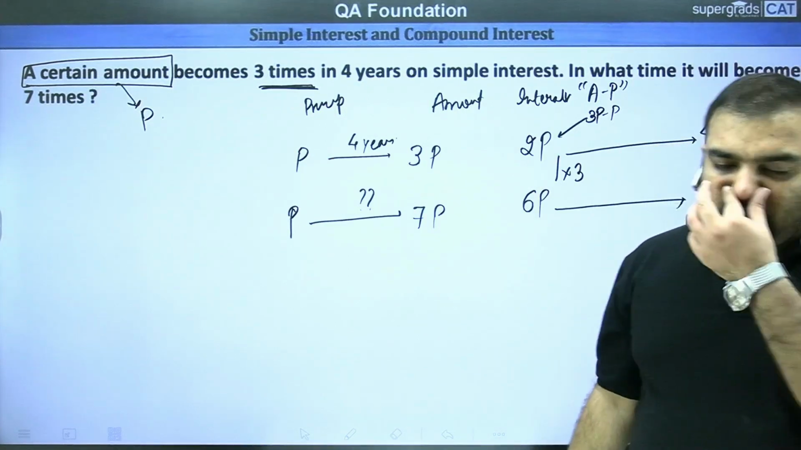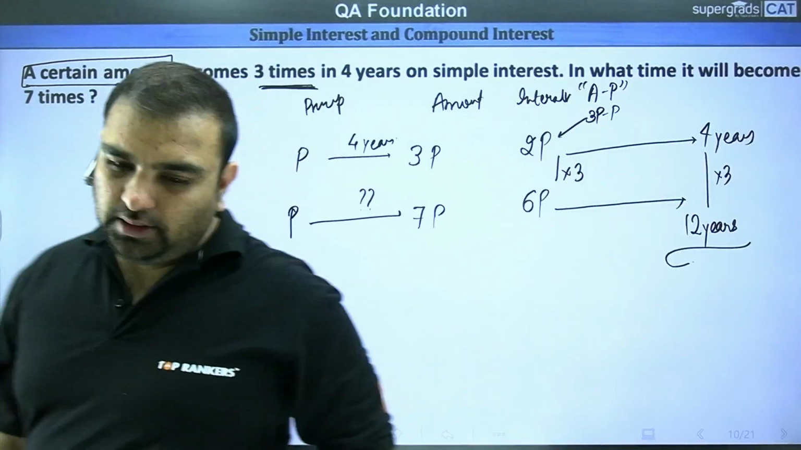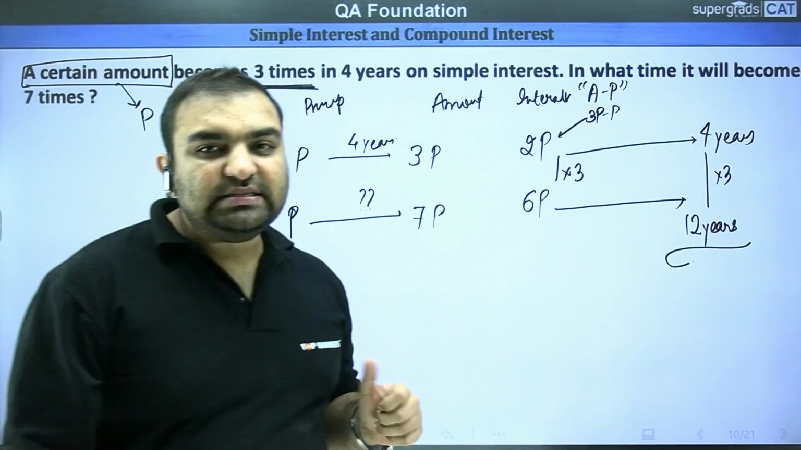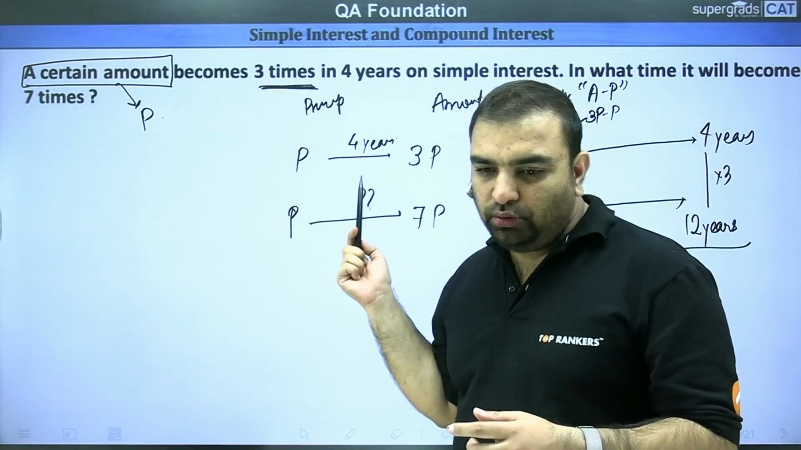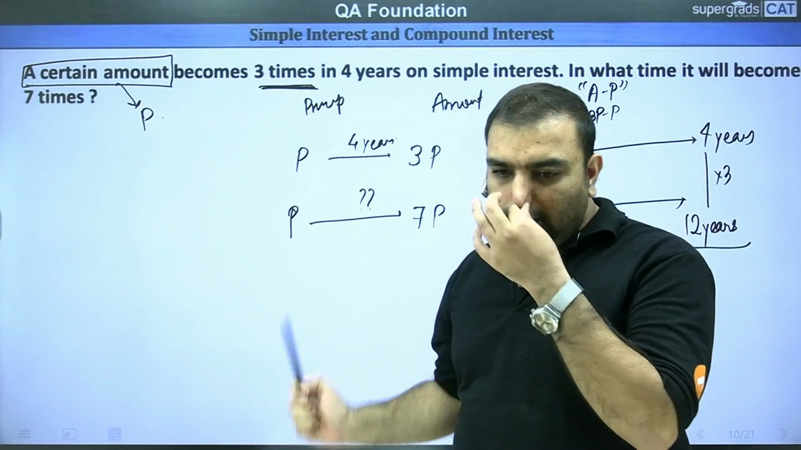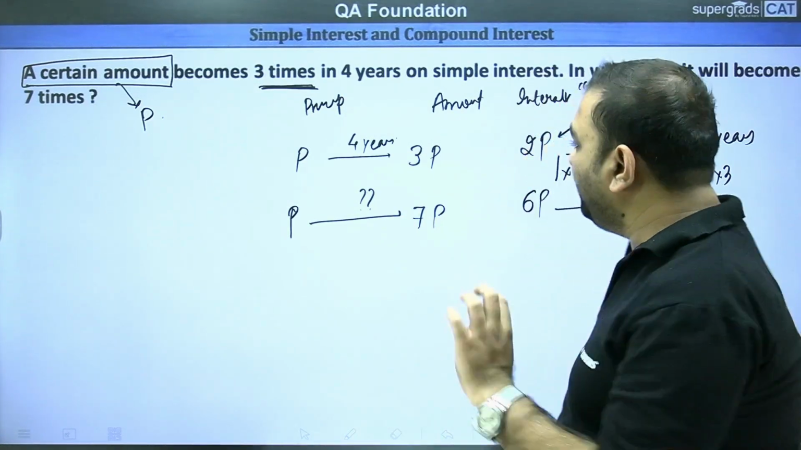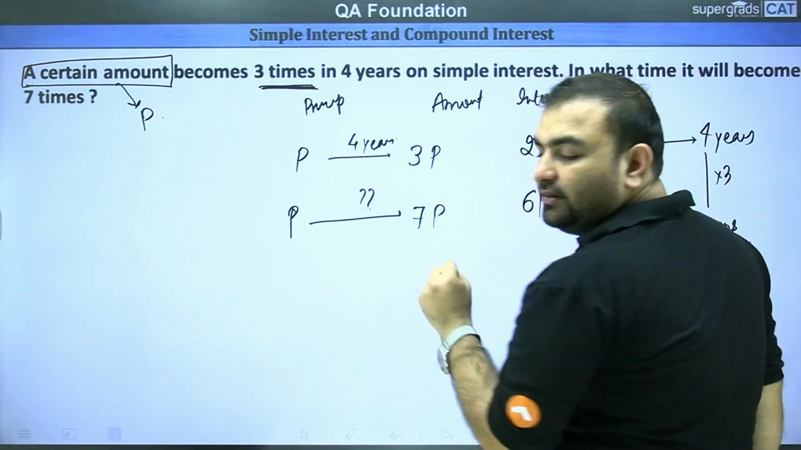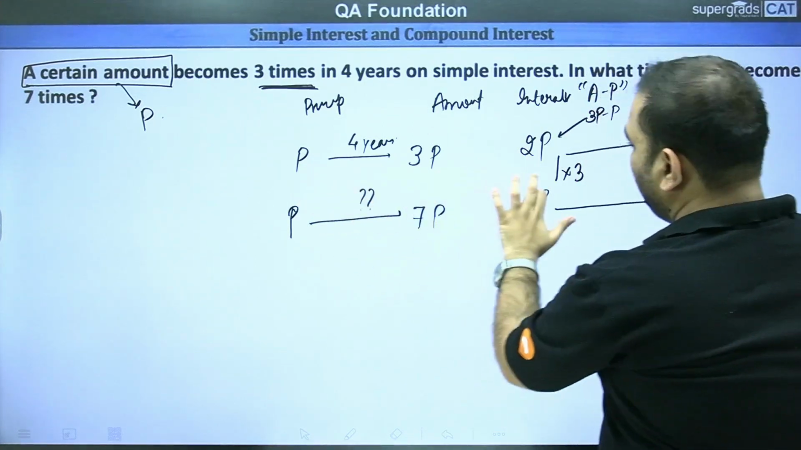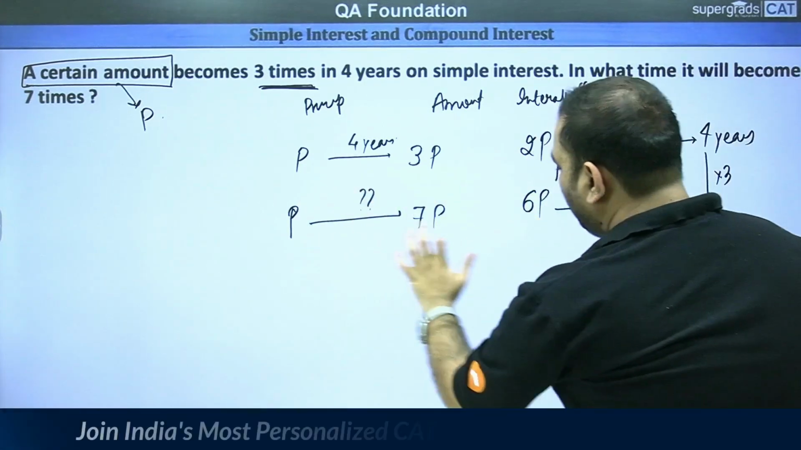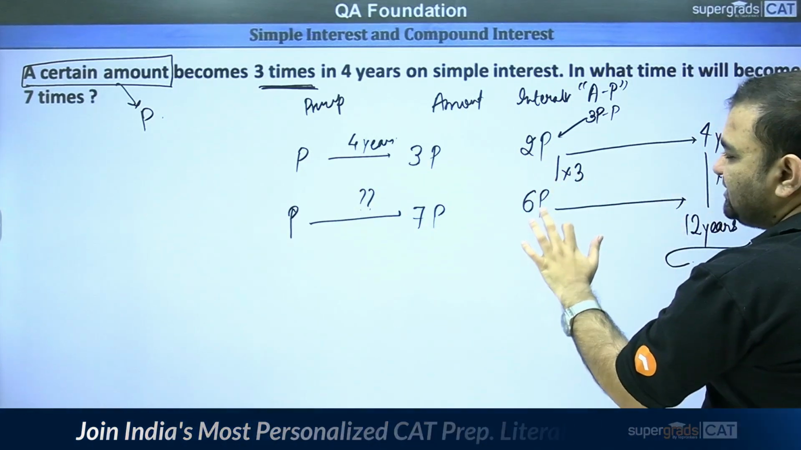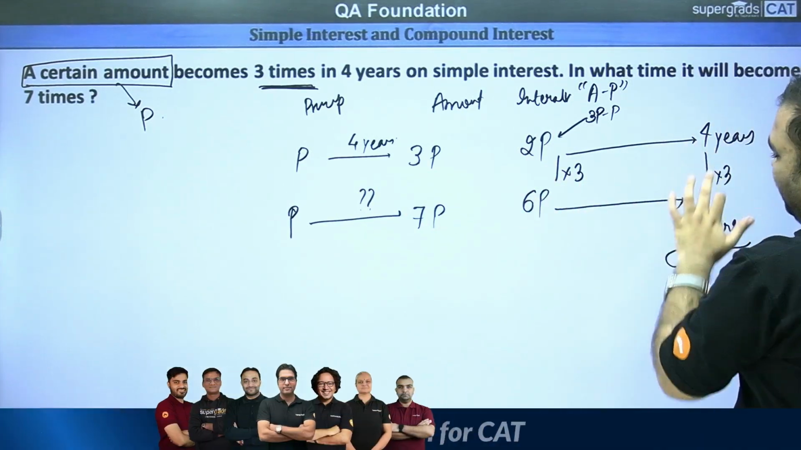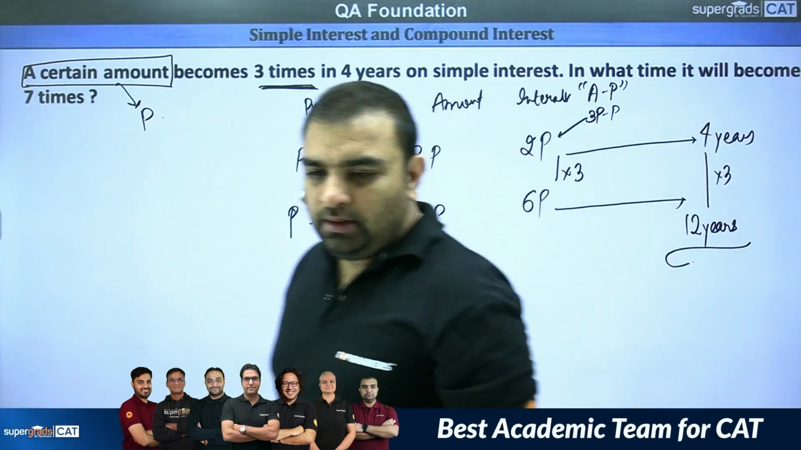मैं चाहता हूं कि आप ऐसी गलतियां फिर से ना करें। इंटरेस्ट देखना है आपको, अमाउंट का बिहेवियर नहीं देखना है कि अमाउंट 3p था फिर 7p हो गया, यहां से गलती हो जाएगी। आपको देखना है कि इंटरेस्ट कितना मिला। 3p माइनस p 2p, 7p माइनस p 6p। तो अगर 2p 4 years में मिलता है तो 6p is 3 times of it, so it will take 3 times more time, that is 12 years.